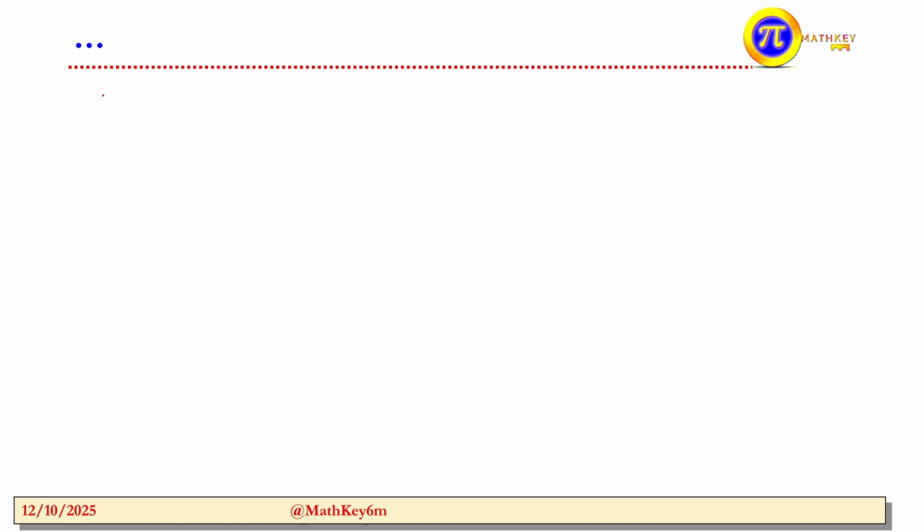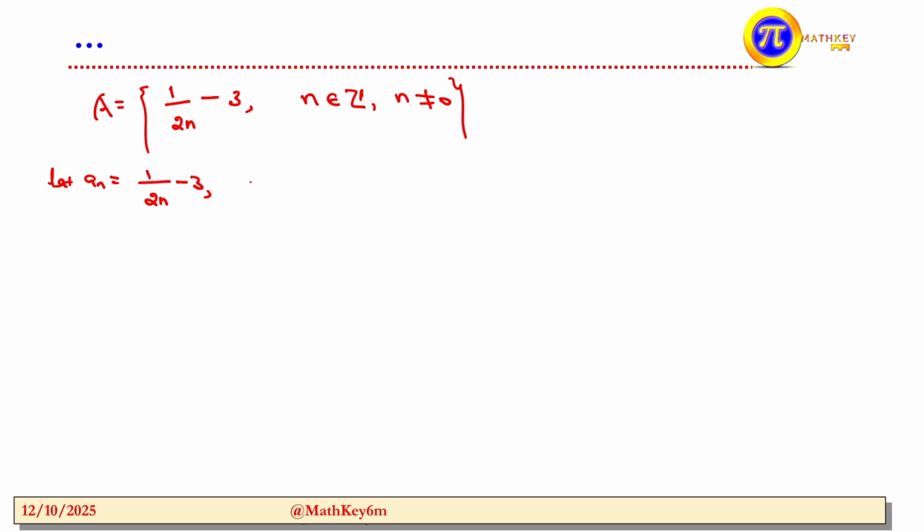Let set A consist of 1/2n minus 3, where n is an integer, n different from 0. When we observe this, how do the values look? Let an equal 1/2n minus 3. When you take n = 1, a1 is 1/2 minus 3, which equals -5/2, since 1 minus 6 gives -5 over 2.